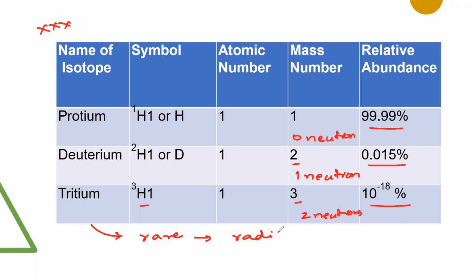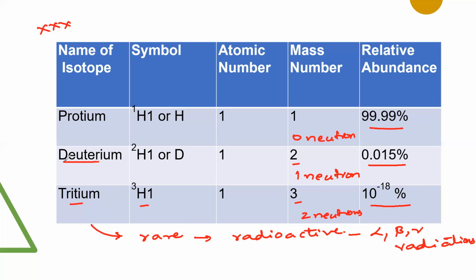Radioactive means it emits alpha, beta, and gamma radiations. How can you say whether an element is radioactive or not? To say whether an element is radioactive or not, we have one more theory, so that we'll discuss later on. So tritium is radioactive and it emits alpha, beta, gamma radiations.